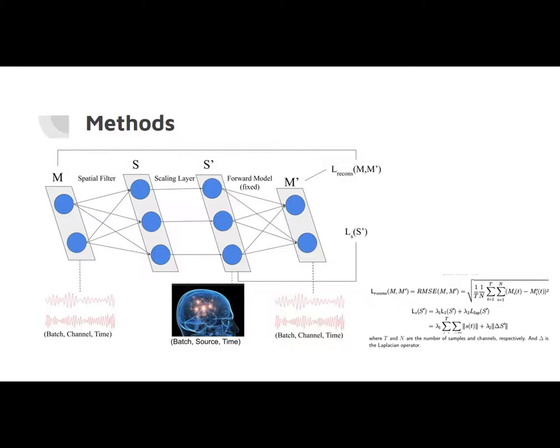This is our model architecture. The raw MEG signal, represented as M, will pass through the spatial filter and bring about initial signal strength for all sources. Afterwards, it will combine with a learnable scaling layer to generate more robust source results. The source result will then feed into a fixed forward model to reproduce the MEG signal.